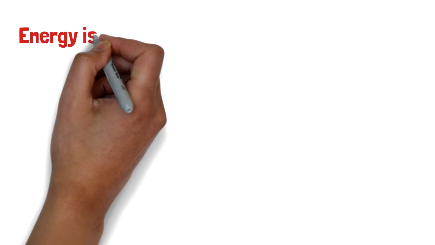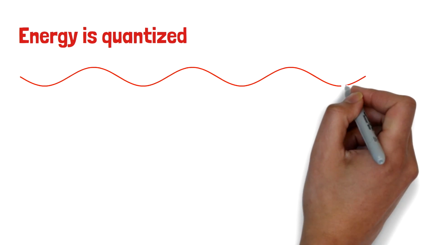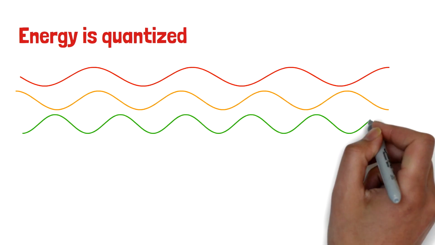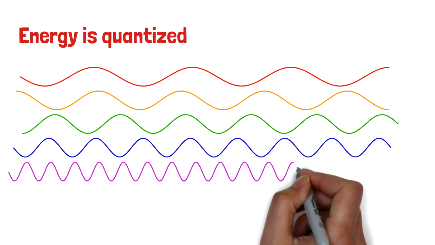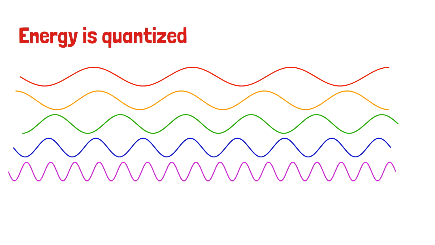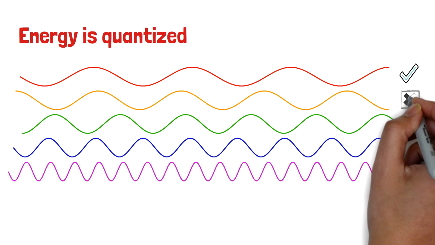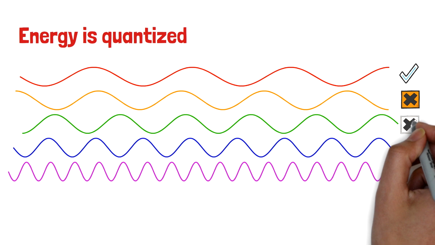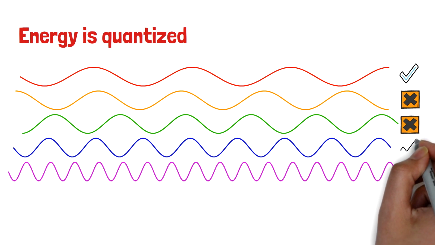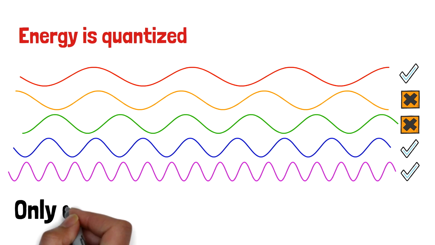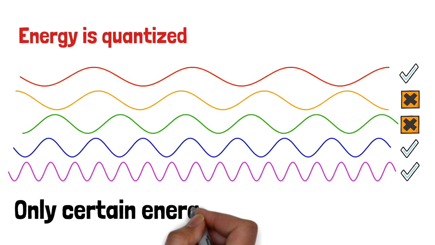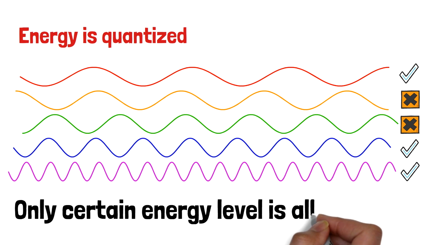Furthermore, in this example, we can also see that energy is being quantized because since only certain wave functions are allowed to describe the system, only certain energy levels are allowed for this system, which means that some energy levels are allowed, whereas other energies are not allowed for particles in this system. Therefore, we can see that energy is being quantized, and only certain energy levels are allowed in this system.